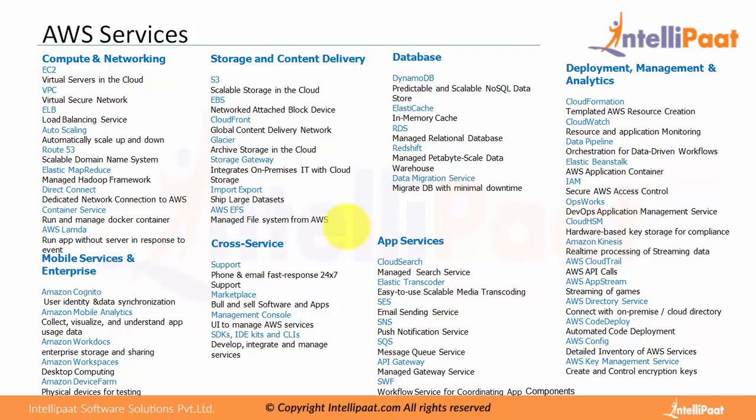Amazon Elastic MapReduce is a managed Hadoop framework, which gives you a managed Hadoop implementation from Amazon.